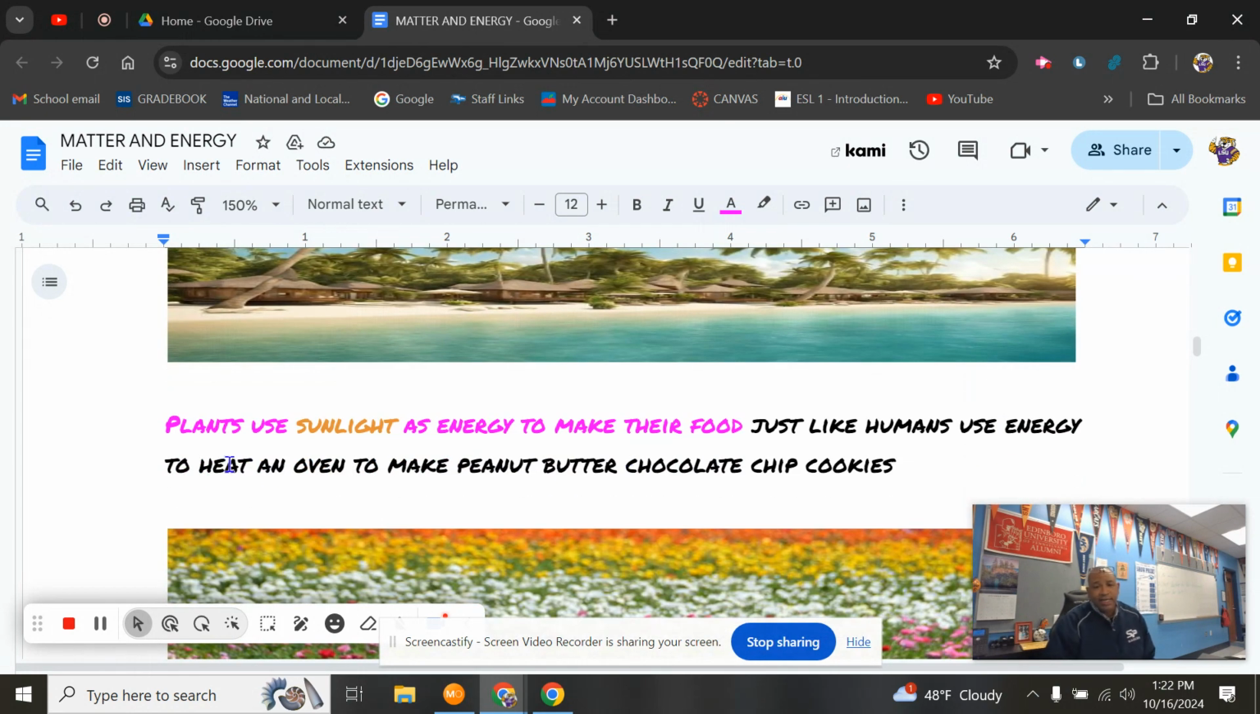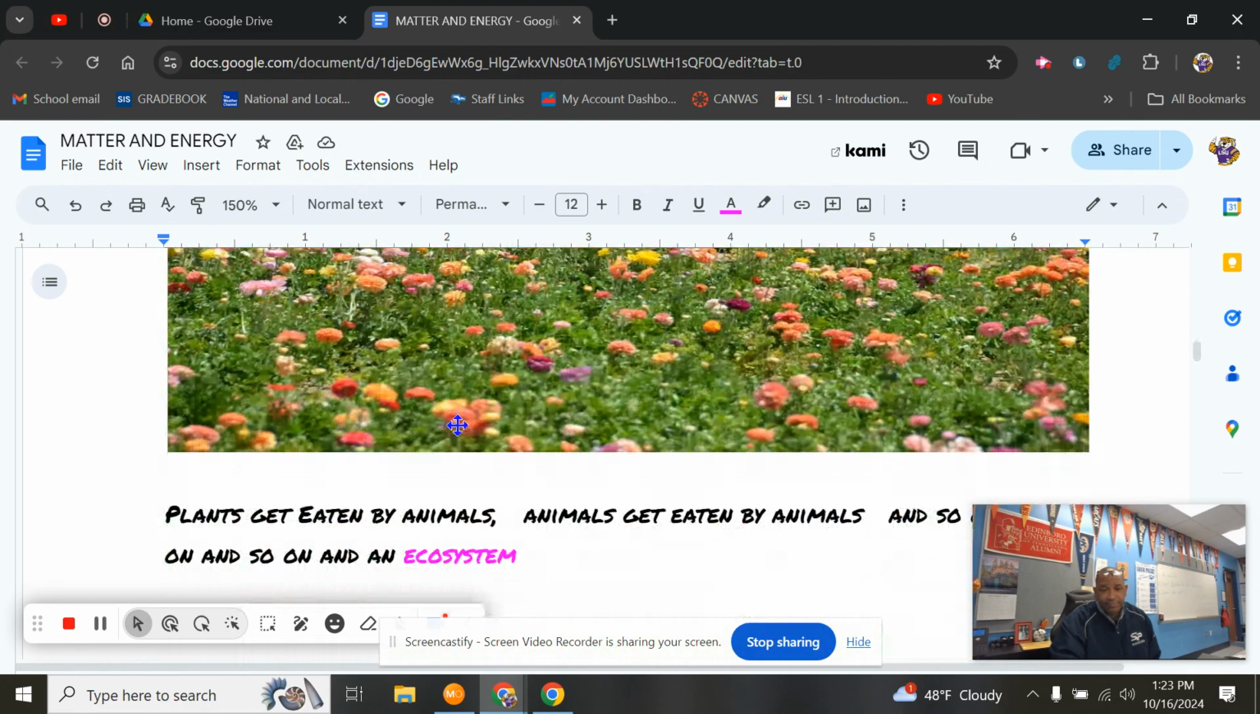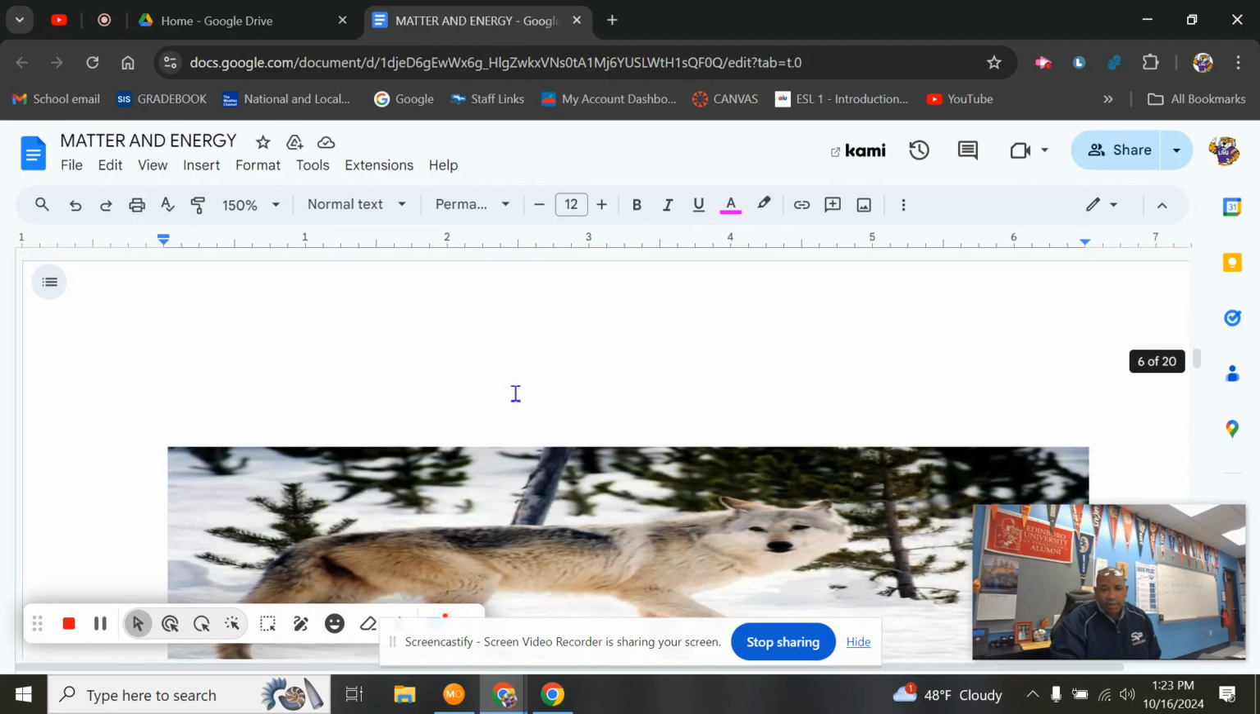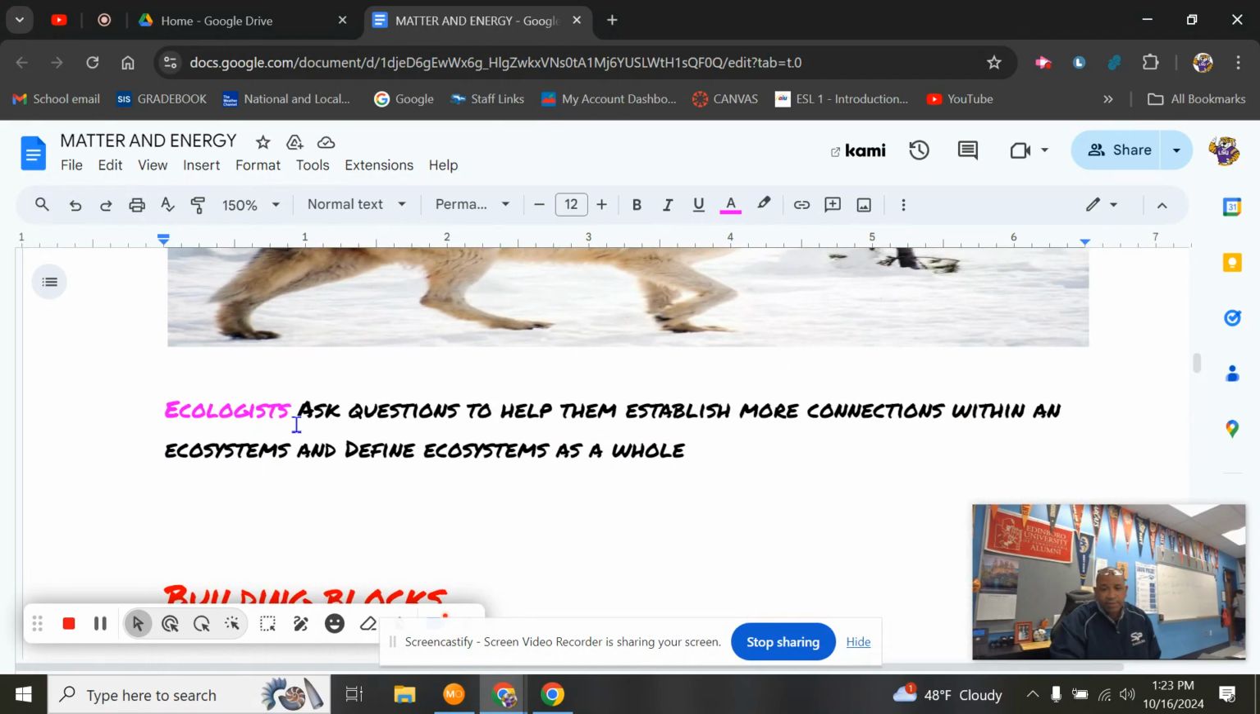Plants use sunlight as energy to make their food. Just like humans use energy to heat an oven to make peanut butter chocolate chip cookies. Those are personally my favorite type of cookies. That's why it's in there. But that's why plants use the sun to make energy to make their food. All right, you don't have to worry about that one.